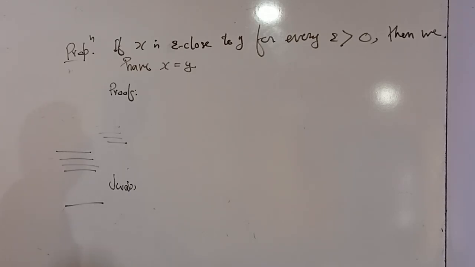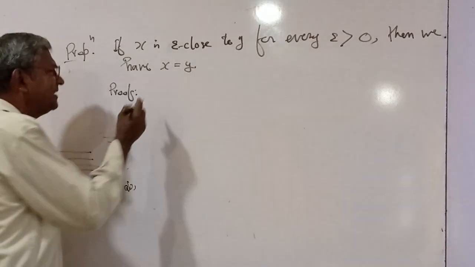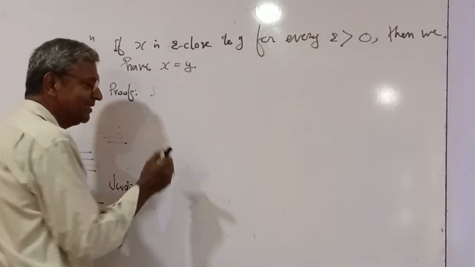Suppose epsilon is larger than 0 and x is epsilon close to y. Yeah, something like that. Putava, what will you write? Let epsilon greater than 0 be arbitrary.